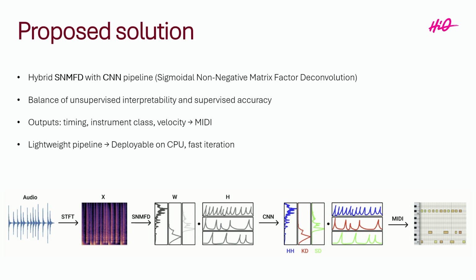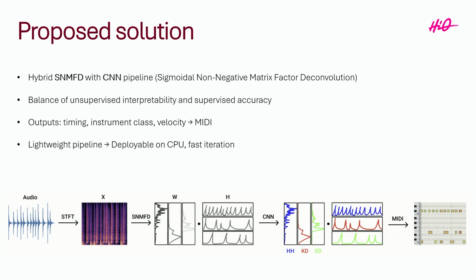So the proposed solution here is that I got some data, pre-processed it into these Fourier transforms, and I balanced this unsupervised model with a supervised classification model in the end for these different instrument types. Since it's unsupervised, we need to know what type it is in the end. So a hybrid sigmoidal non-negative matrix factor deconvolution is what we called it. Very long word, but yeah, and the CNN pipeline on top of that is a classification in the end, with the outputs as the MIDI over there to the right-hand side.